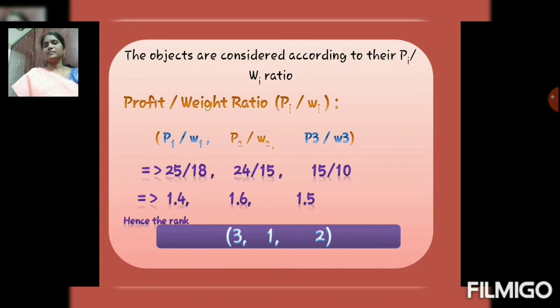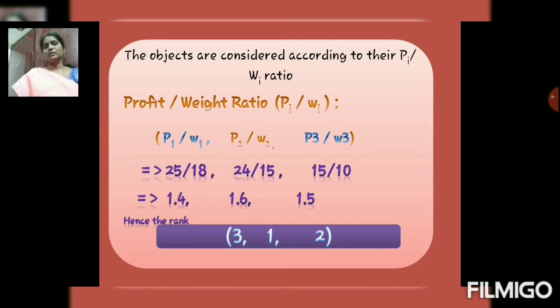For the first item, the weight is 18 and the profit is 25, so the ratio is 1.4. For the second item, with weight 15 (w2) and profit p2, the ratio is 1.6. For the third item, the ratio is 1.5. So see the ranking. The greatest ratio is 1.6 for the second item, the second greatest is the third item with 1.5, and the first item is 1.4.